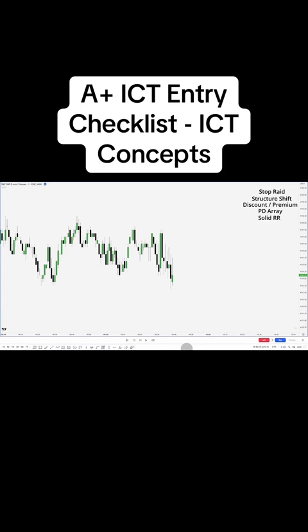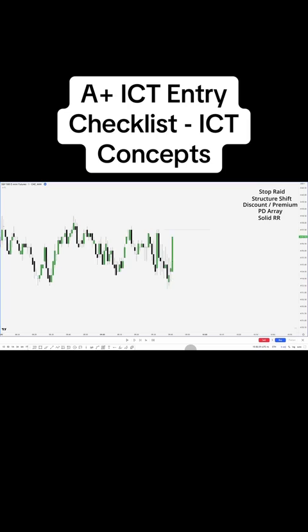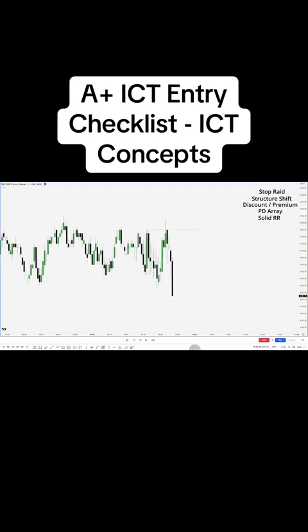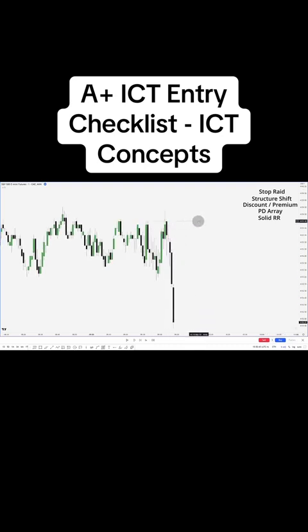For the next example, we are going to be looking at ES on the 1 minute chart. If you notice, we have a high resting right here. You can see we break this high, we close back in, and currently the body is respecting this level. Here is our stop raid. Here is our shift in structure.